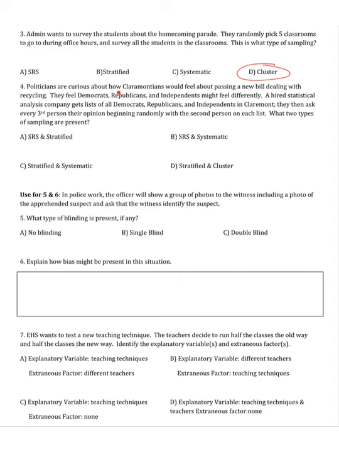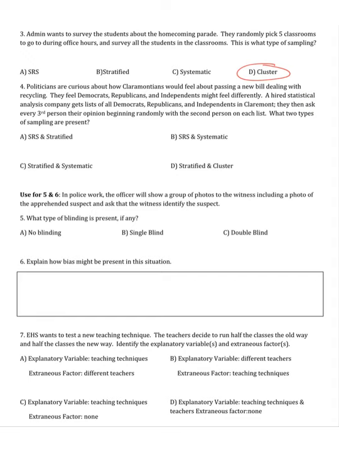Politicians are curious about how Claremontians would feel about passing a new bill dealing with recycling. They feel Democrats, Republicans, and independents may feel differently. A hired statistical analysts company gets lists of all Democrats, Republicans, and independents in Claremont. Then they ask every third person their opinion, beginning randomly with the second person on each list. What 2 types of sampling are present?